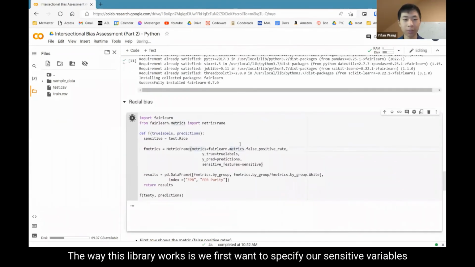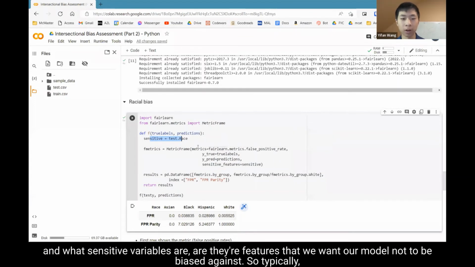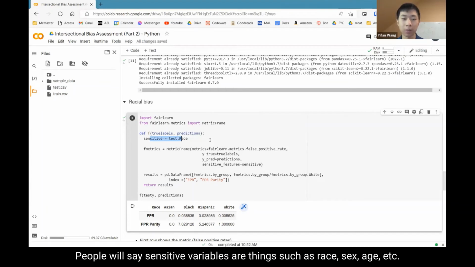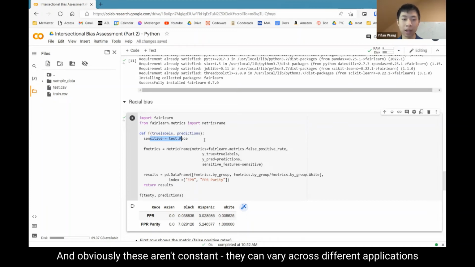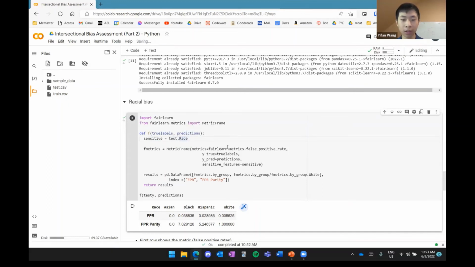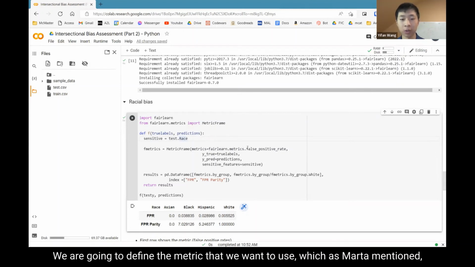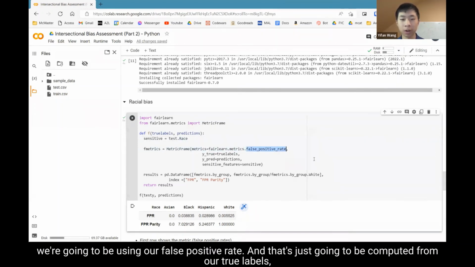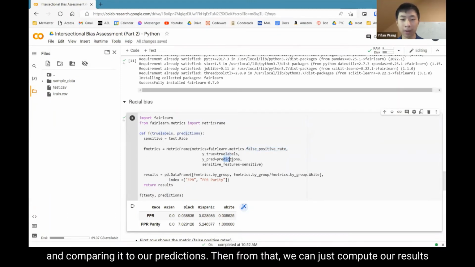So the way this library works is we first want to specify our sensitive variables. And what sensitive variables are, they're features that we want our model not to be biased against. So typically, people will say sensitive variables are things such as race, sex, age, etc. And obviously, these aren't constant. They can vary across different applications. But in our case, we want to make sure our model isn't biased with respect to race. So to do this, we are going to define the metric that we want to use, which, as Marta mentioned, is our false positive rate. And that's just going to be computed from our true labels and comparing it to our predictions.